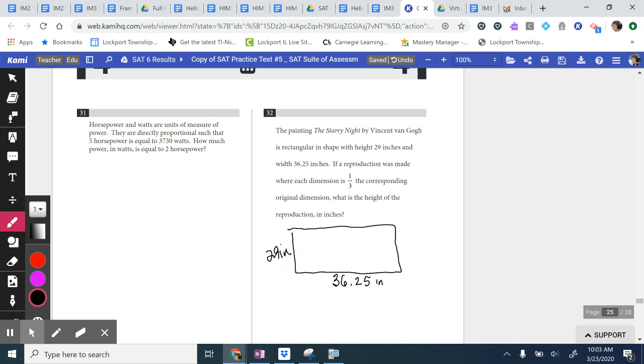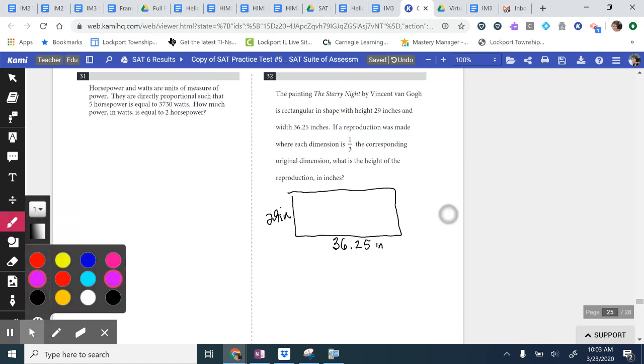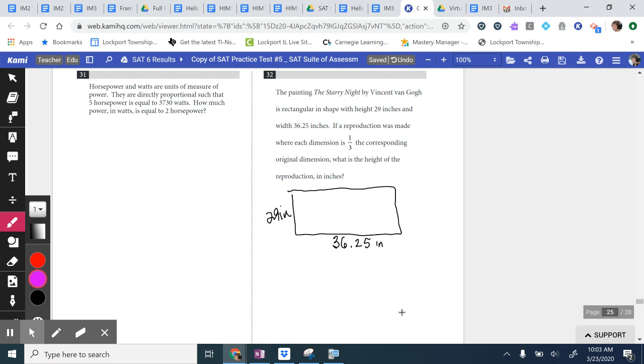And they're going to make a reproduction, which is a third of the original size. Each dimension is a third, and it says what would be the height. So we have to go to the height. That's 29. And then here's our third.